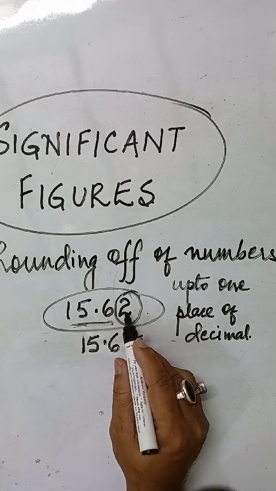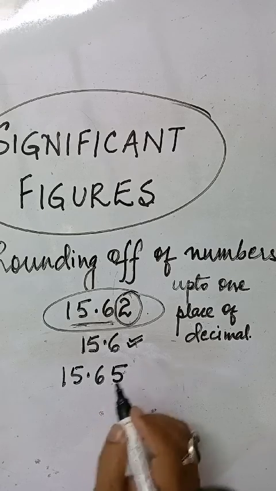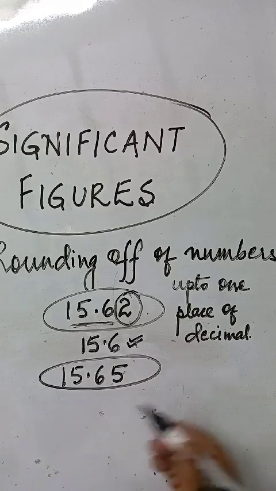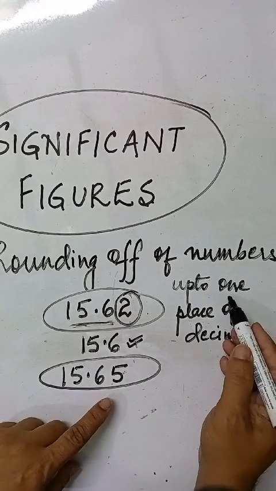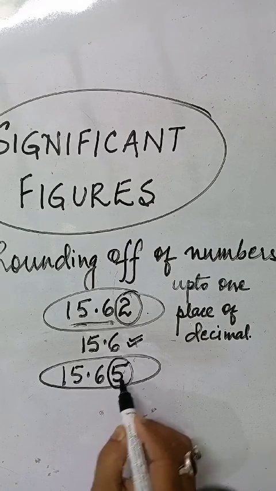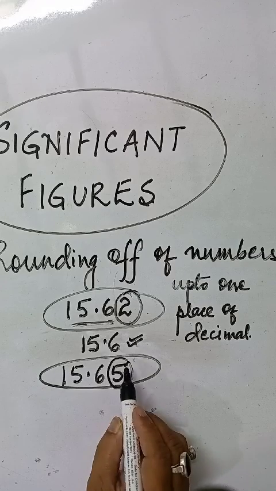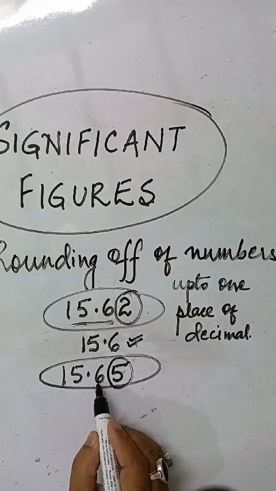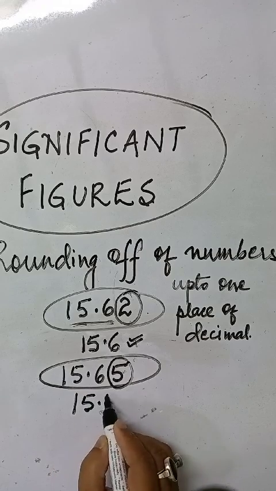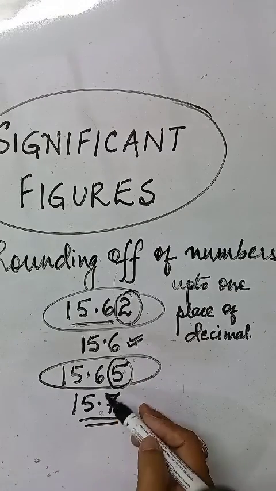But had this number been, let's say, 15.65 or 15.66 or 15.67, so let's say again the question is round off 15.65 to the first place of decimal. In this case, this is that extra digit, we have to look at it. It is 5. If it is 5 or greater than 5, then you increase this number by 1. So your answer this time would become 15.7, instead of 15.6 like in this case.